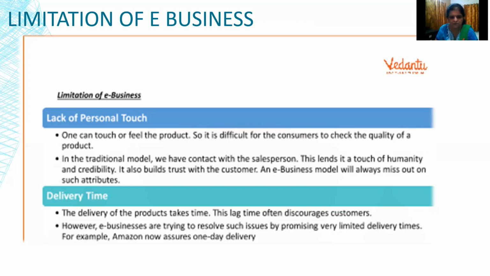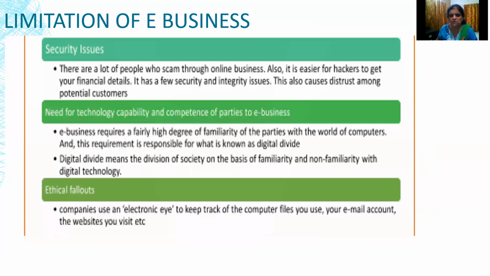The second thing is delivery time. The delivery of the product takes time. When I'm giving an order through Amazon, it comes from there. It is a time-consuming thing. But nowadays e-businesses are trying to resolve this by promising faster delivery. There are security issues. These are the major issues. You are aware about the scams, money scams. We are going to learn more about that in coming slides.